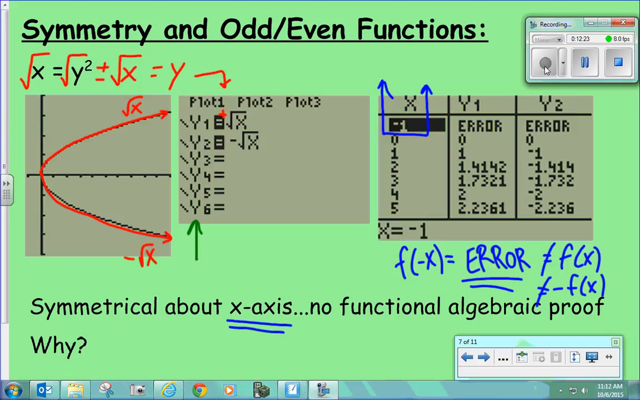All right? So they ask you why. Here's why right here. Because when you throw a negative x into an original function, you will never get it to equal f of x, and you will never get it to equal the negation of f of x. It'll always give you an error. You can never prove it algebraically. So, a function can be even, a function can be odd, and it can be neither. This is neither. That's fine. It doesn't always have to be odd or even. It can be neither.